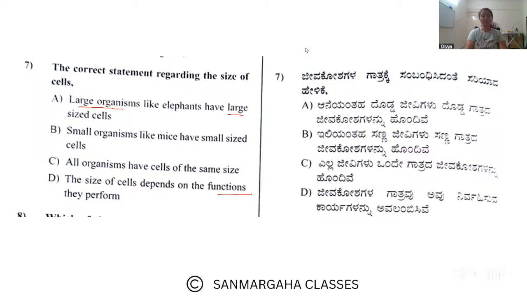So in our body, we have many cells, right? Each cell is not similar. Each cell will not perform the same function. Okay, the size of the cell differs, the shape of the cell differs, and the function of the cell also differs. Okay, yes. So what will be our answer? Our answer will be D. The size of cells depends on the functions they perform.